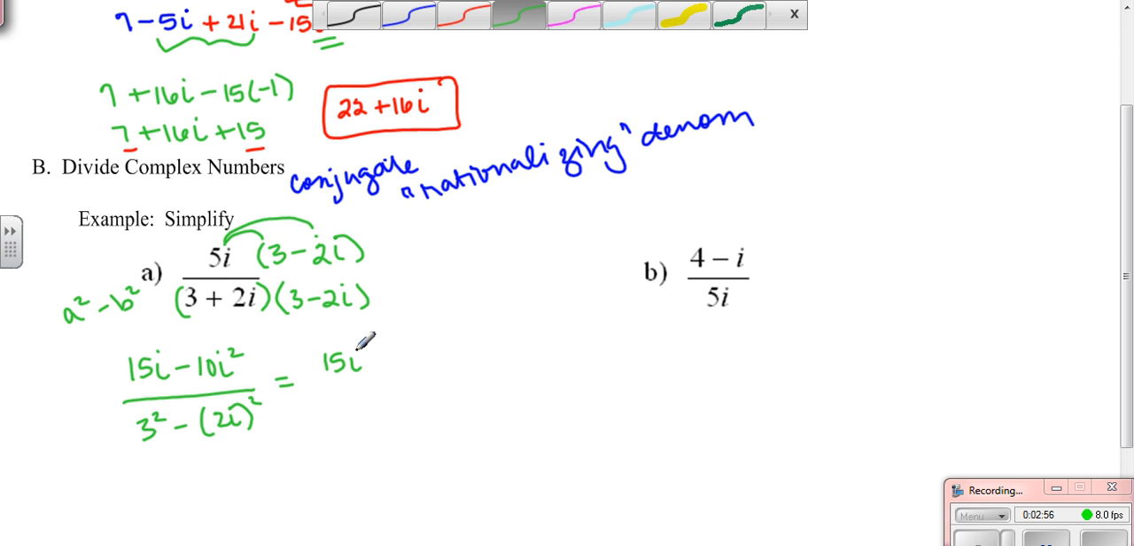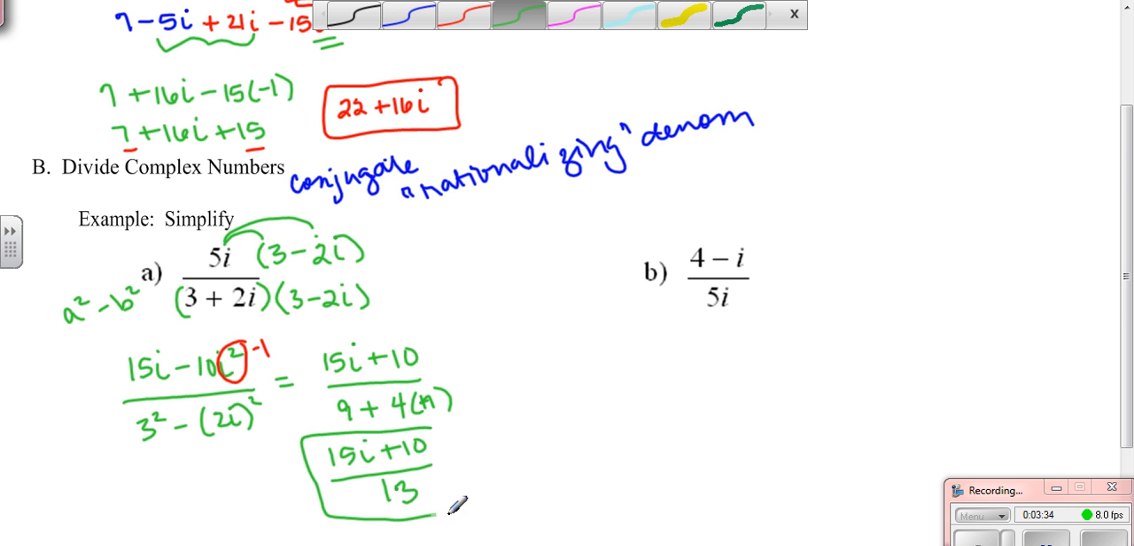So I have 15i. This minus i squared here becomes minus 1. And so minus 1 times 10 becomes plus 10, all over 9 minus 2 squared is 4. i squared is minus 1. And so I have 15i plus 10 in my numerator, all over 9 minus 4 times negative 1 is a plus, all over 13. That's in simplest form, and I no longer have an i in the denominator.